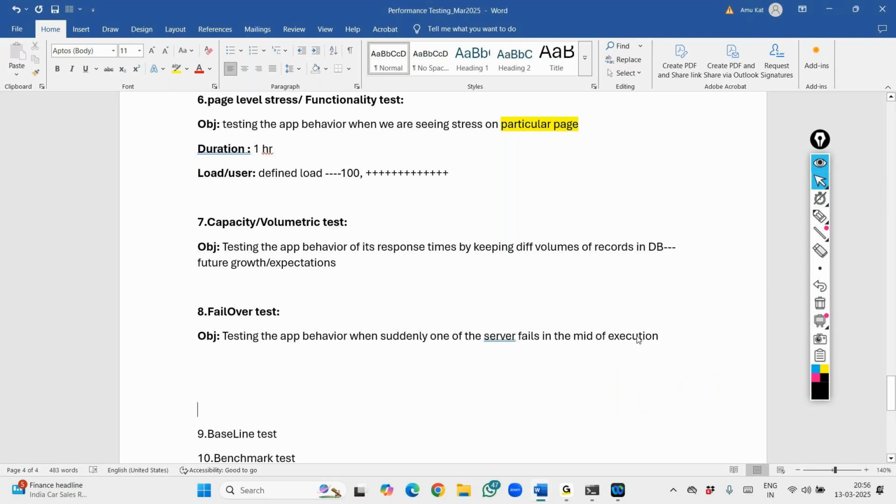And the duration and the user load will have no change. Everything will be the same.